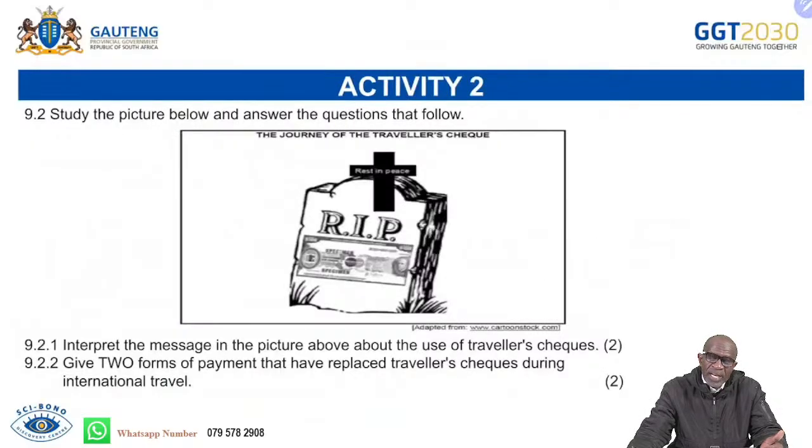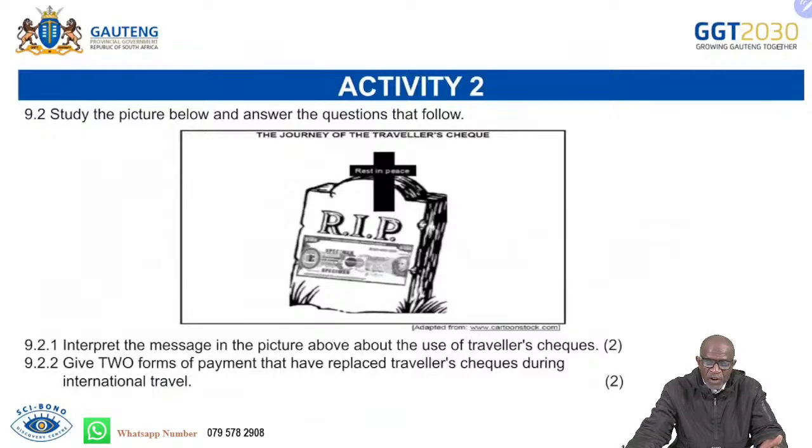Let's look into another activity. I have alluded to the fact that this is assessed in the national paper in question 9, that is your section E. It says, study the picture below and answer the questions that follow. There is the RIP. We know for a fact it stands for rest in peace. So 9.2.1, interpret the message in the picture above about the use of traveler's checks.